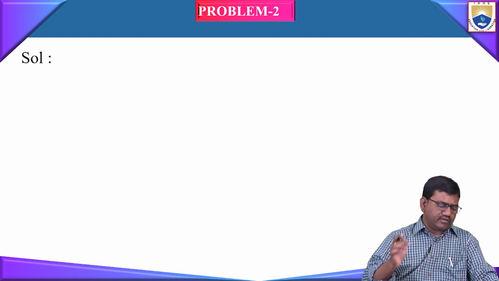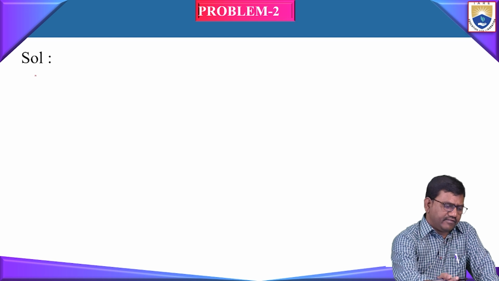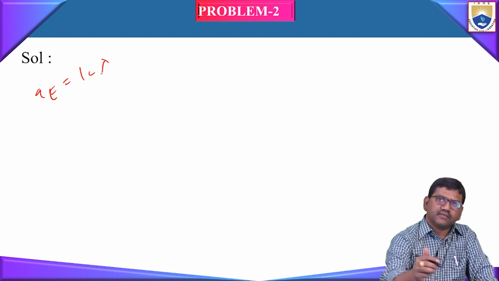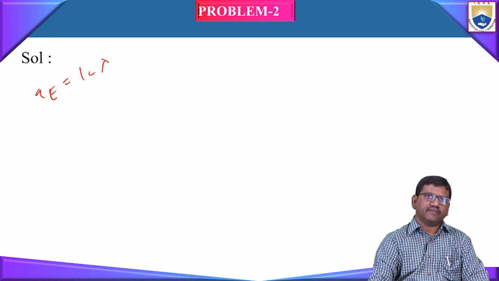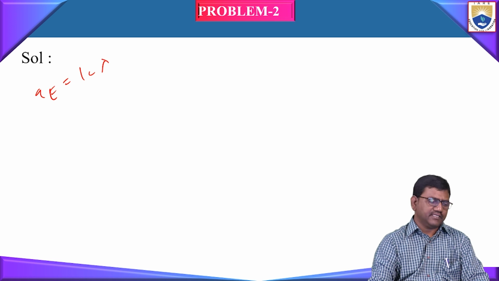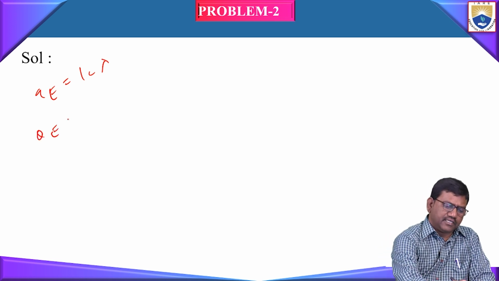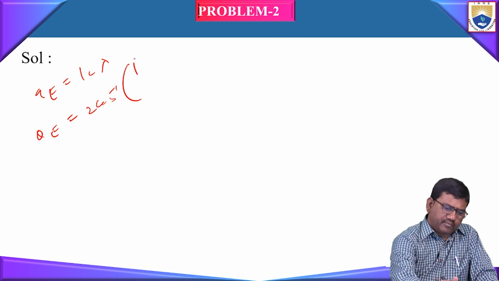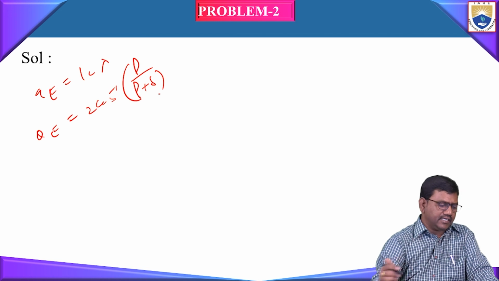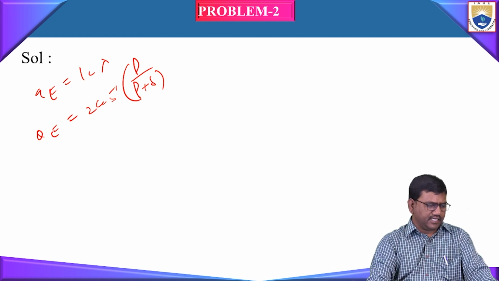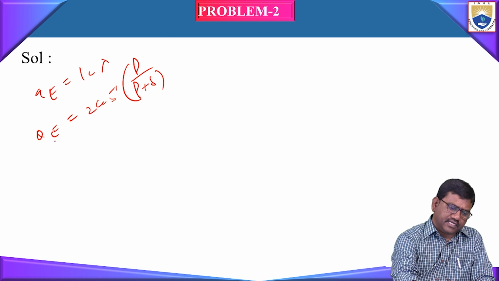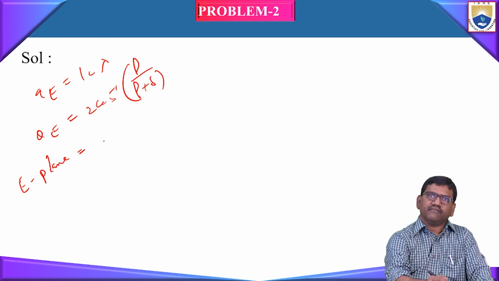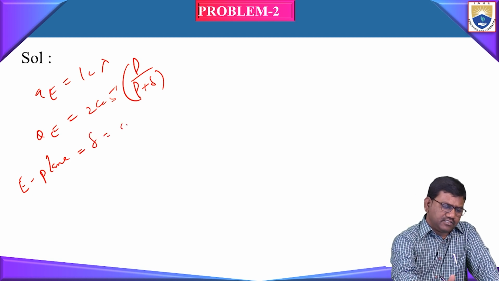So here we need the data given. AE, the E plane aperture length, is given as 10 lambda. And we know that theta E is equal to 2 cos inverse of rho by rho plus delta. For the E plane, according to the data given, delta is equal to 0.2 lambda.